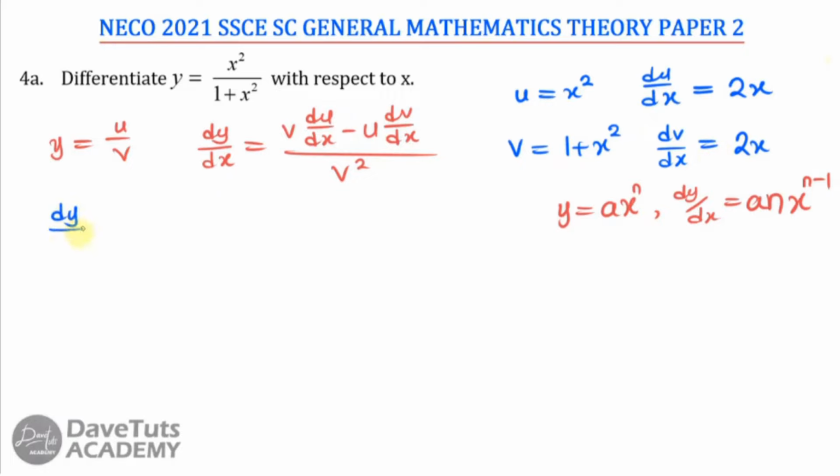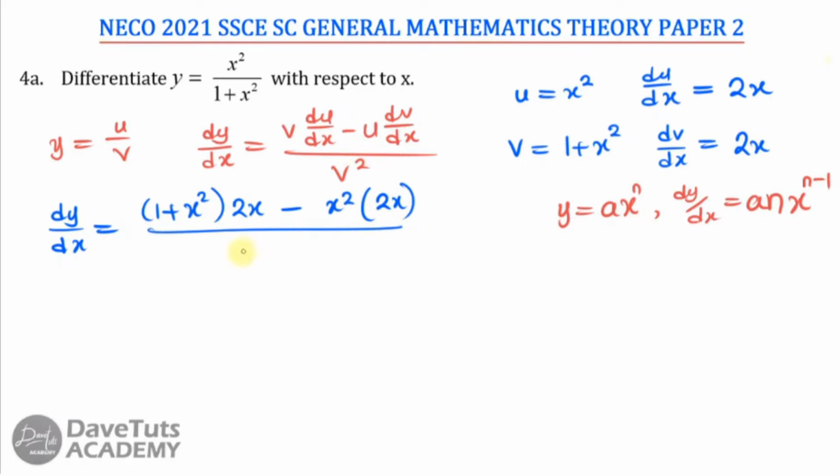the differentiation of y with respect to x will be nothing but v. What is our v? V is 1 plus s squared, multiplied by du dx, which is 2x, then minus u itself, which is s squared, multiplied by dv dx, which is 2x, then we are dividing by v squared, which is 1 plus s squared, so we raise it to the power of 2. So this is what we need to simplify. Open up the bracket and see what that is going to give us.